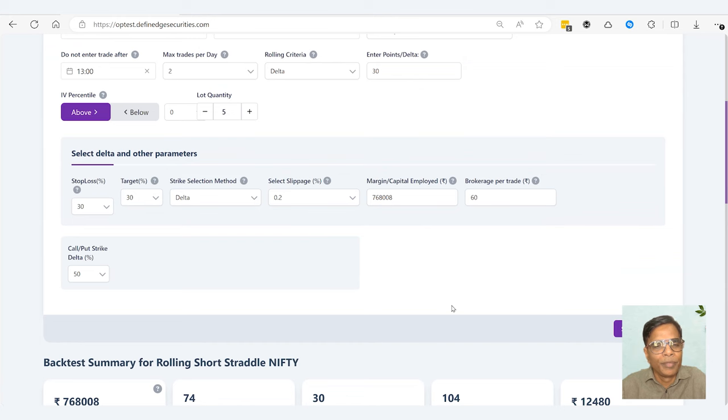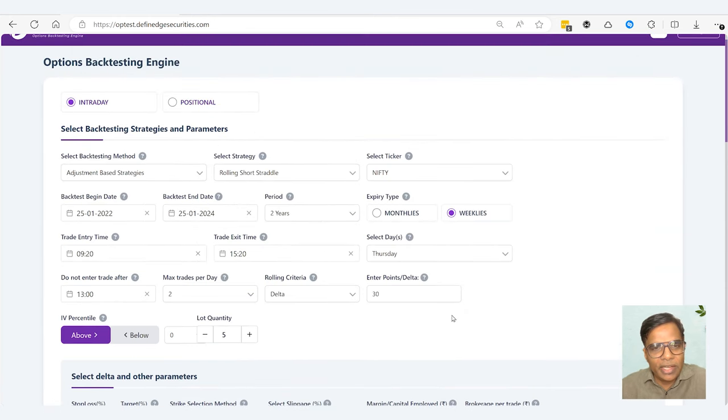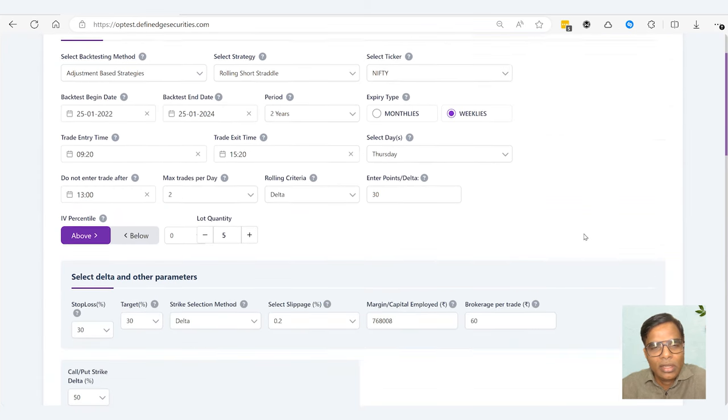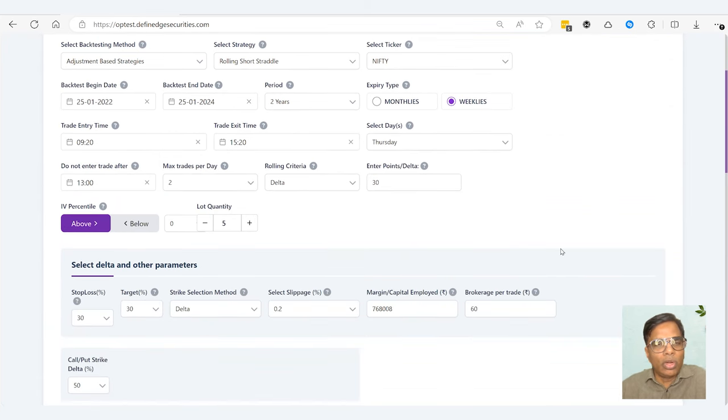I hope you will find these adjustment-based strategies interesting, this rolling short straddle. And you can suggest what more adjustment-based strategies we can add. And we will add them in this list so that you can backtest those as well as per your criteria. And if you have any suggestions, please leave them in the comments and we will attend to them. And we'll try to incorporate all those changes in the Optest.